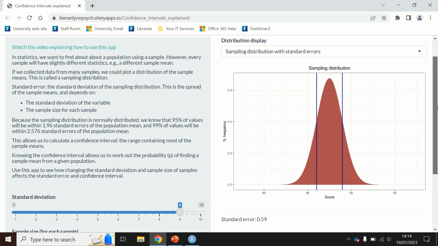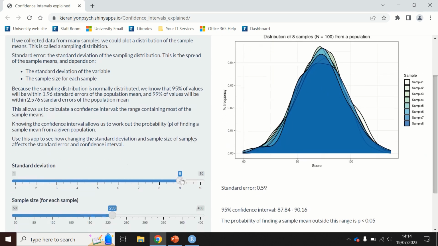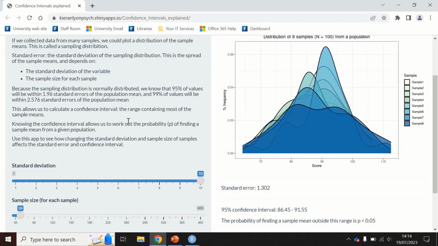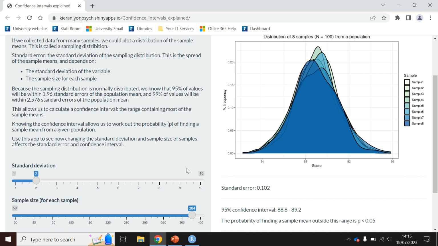Now, what you would want, and actually what it does here is it shows you your standard error here. You want that standard error to be as small as possible. We can also show it back on our distribution. So we go back to our distribution. So if we have a variable which has a high standard deviation and a very small sample size, we can see that all of these different samples are showing very different things. However, if we change that, if we reduce our standard deviation and up our sample size, then we suddenly see now our sample means are more similar.